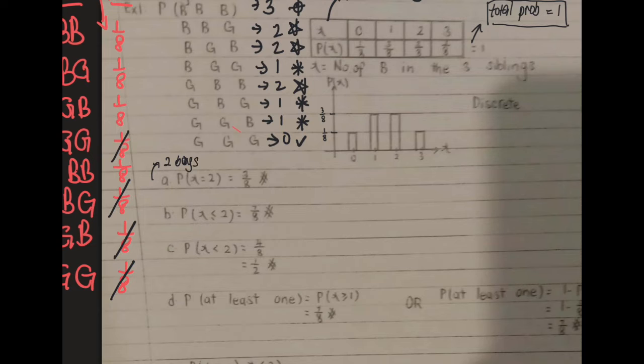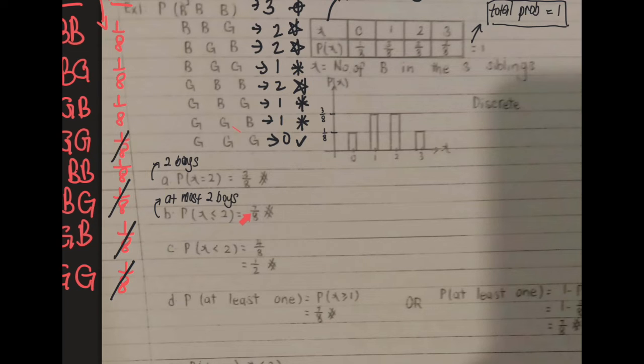This one is at most 2 boys. At most 2 boys means maximum 2 boys. So it can be 2 boys, 1 boy, 0 boys. Maximum 2 boys, so that's why they put P(X) less than or equal to 2. You can take 2, 1, and 0. You add up 1/8 plus 3/8 plus 3/8, then you get 7/8.